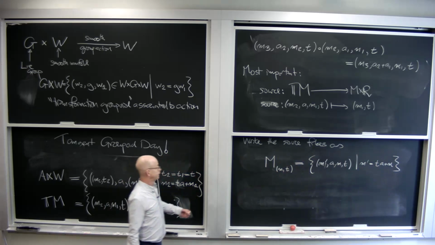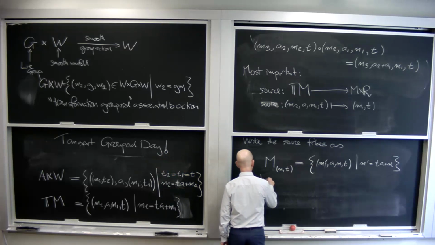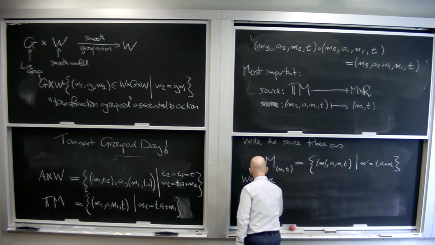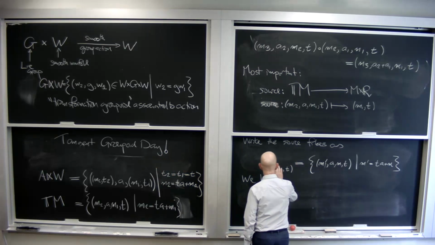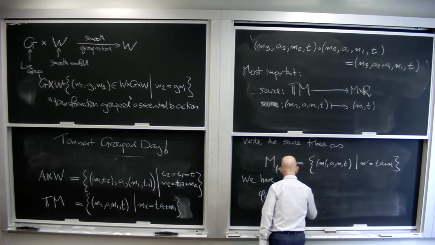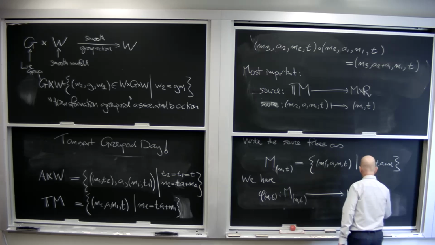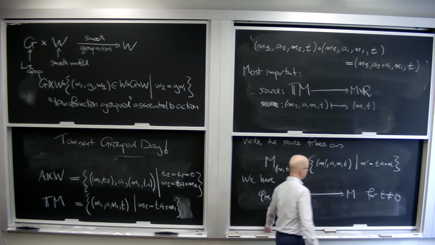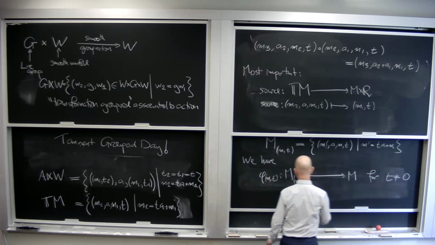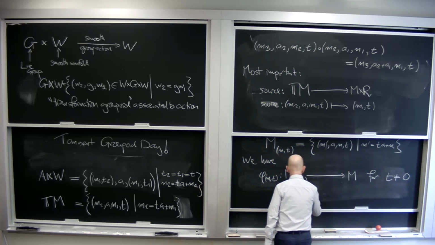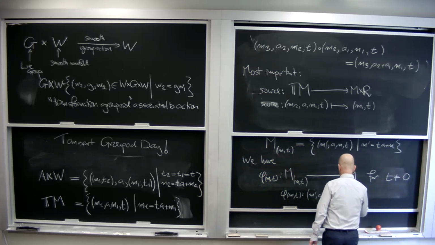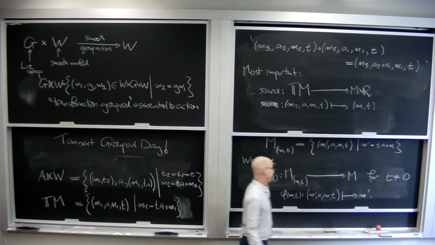And now something a little bit interesting happens. What are these spaces? Well, we know all of the source fibers look like A, but if T is not 0, they also look like M, because you can take a quadruple, M prime A M T, and just send it to M prime, and that's a diffeomorphism.